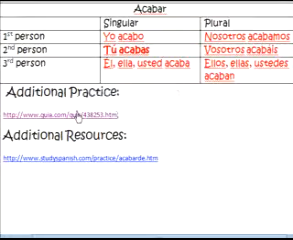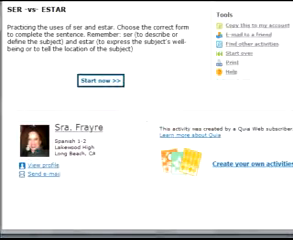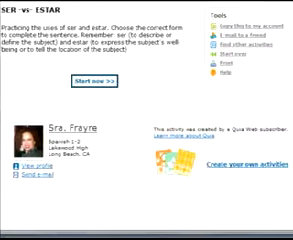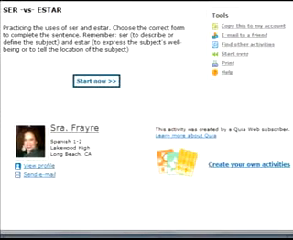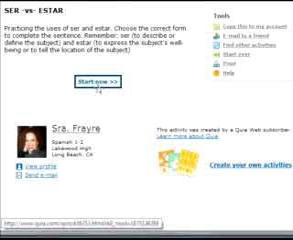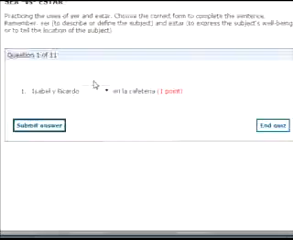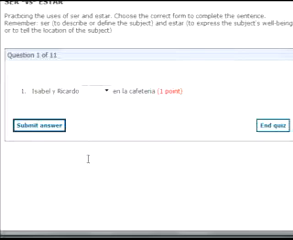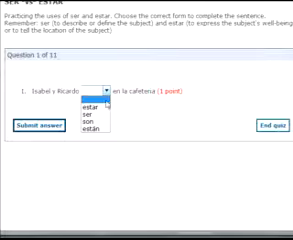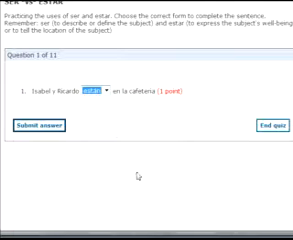So here we go to Kia. Let me move this around for the best view. Hopefully you can see that. So Isabel and Ricardo are in the cafeteria. This one, we're going to use están. Okay, and I encourage you, stop, pause me, you figure this out on your own.